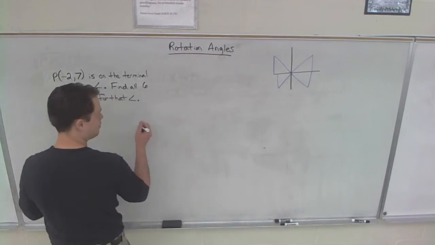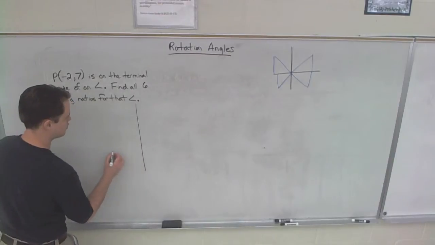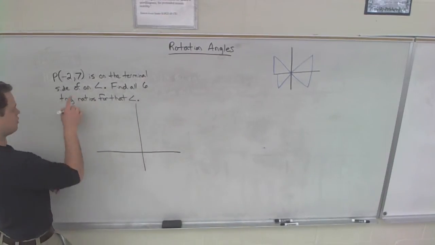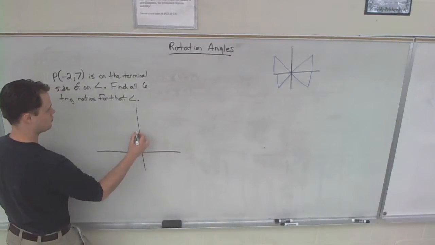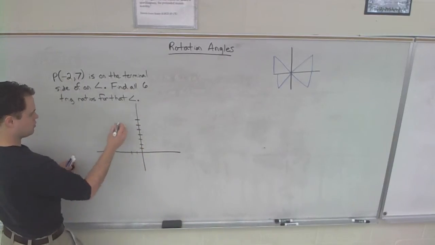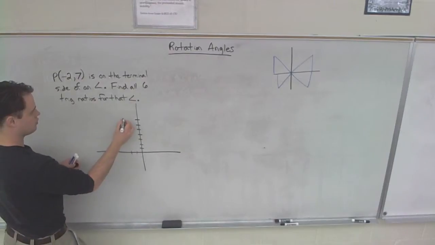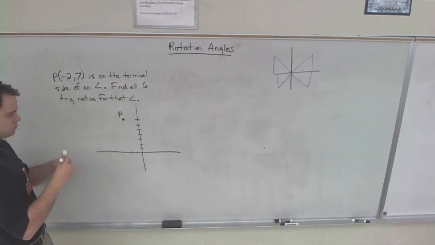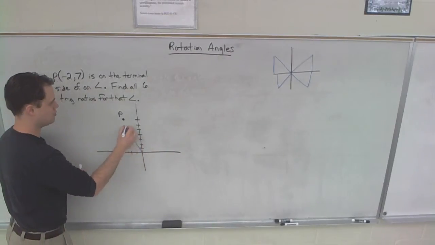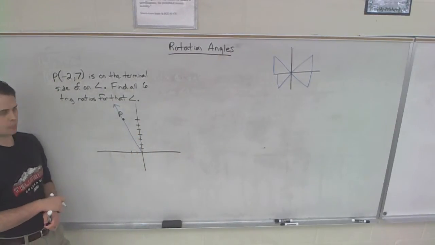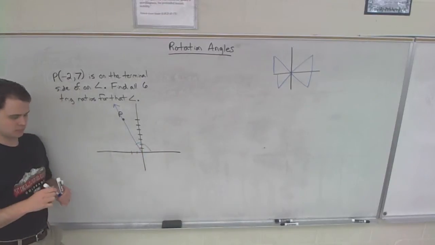Let's plot it. So on a problem like this, you just, of course, want to start by plotting it. -2, 7. So that point is right here. There's P. It says P is on the terminal side of an angle, so I'm going to put an angle through it. That's like this angle, right?